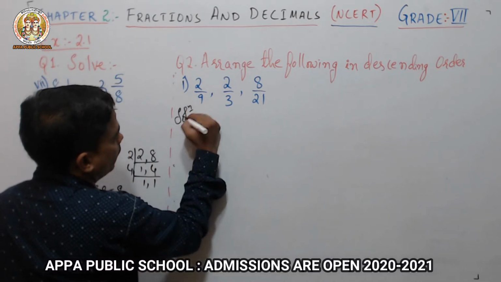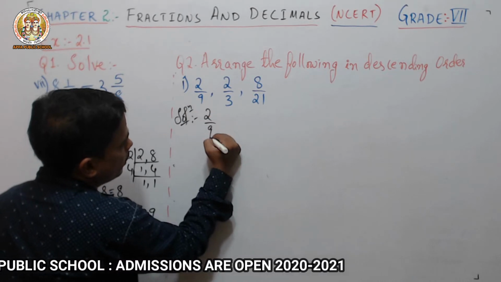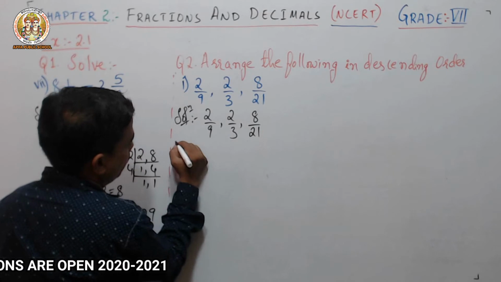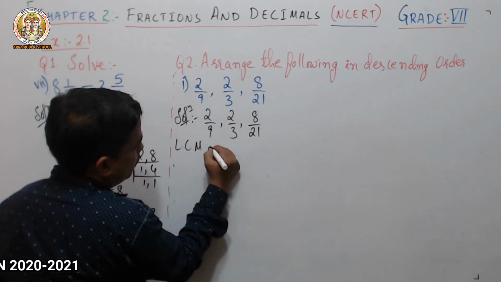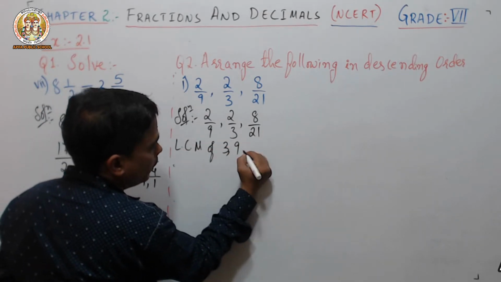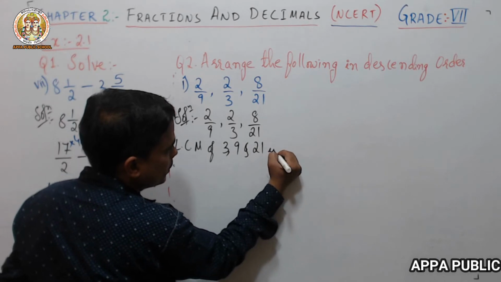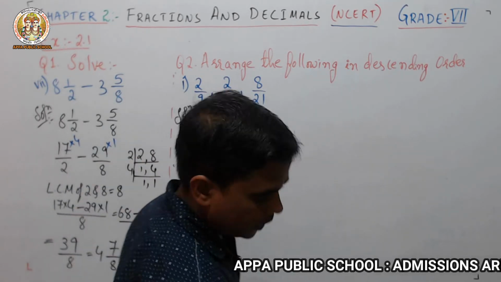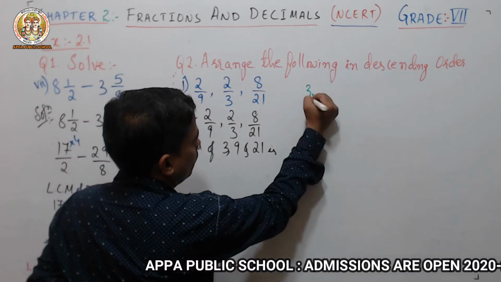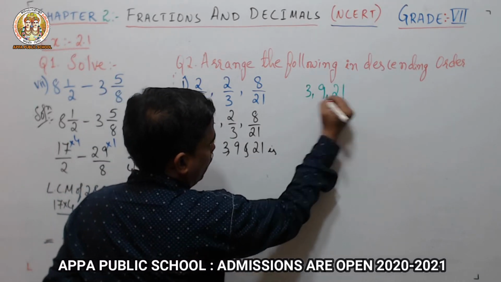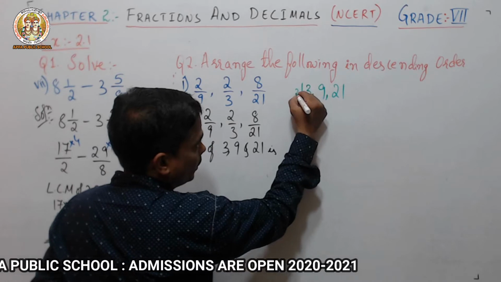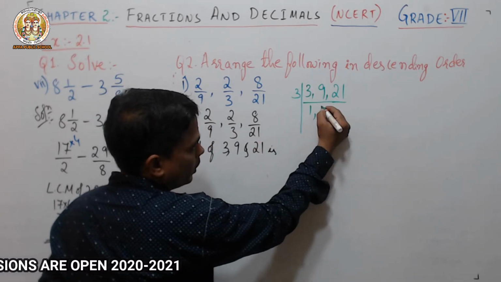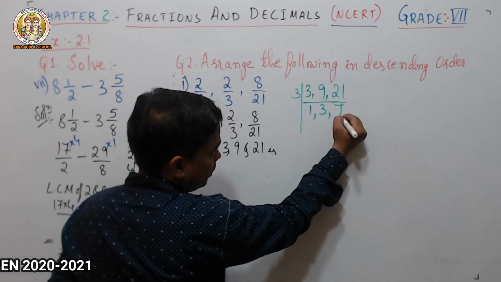Solution. So I will write the question as it is: 2 by 9, comma 2 by 3, comma 8 by 21. Therefore, the LCM of 3, 9 and 21 is, so take an LCM here, 3, 9, 21. They will come in the 3 table. I'll go with 3, the smaller number. 3 1s are 3, 3 3s are 9, 3 7s are 21.